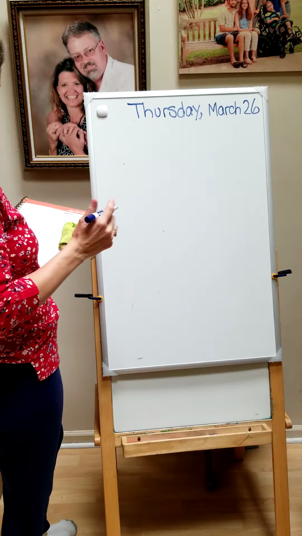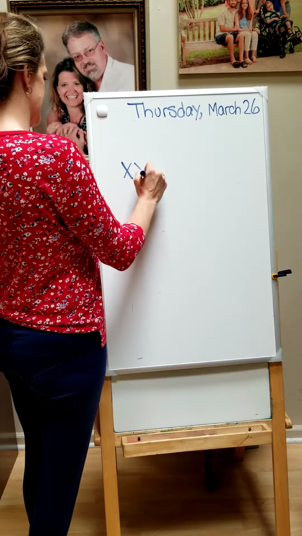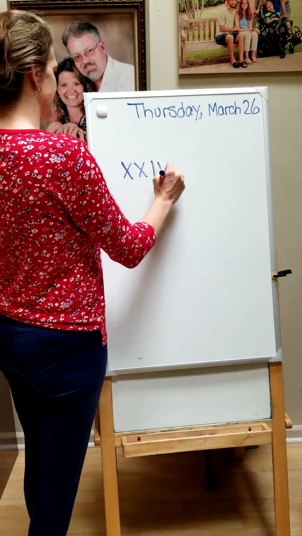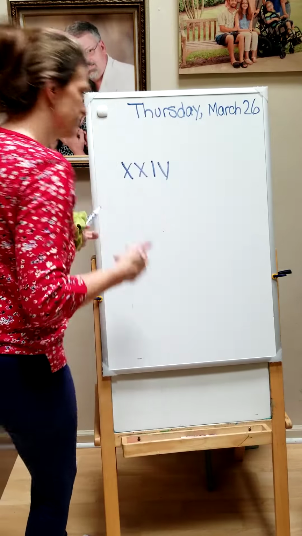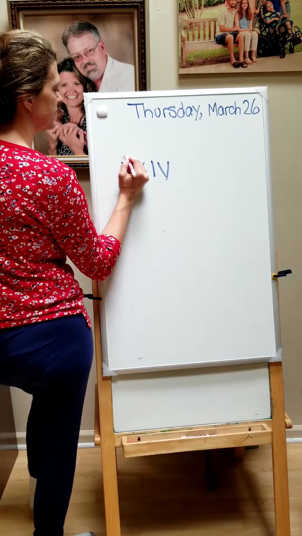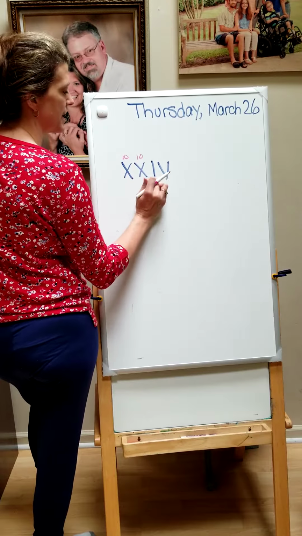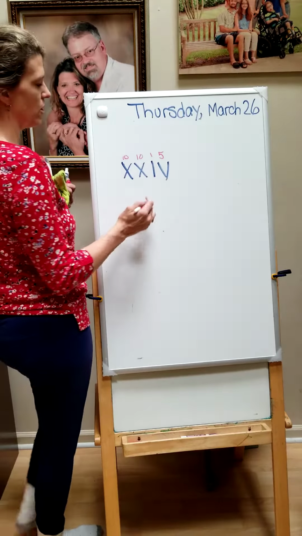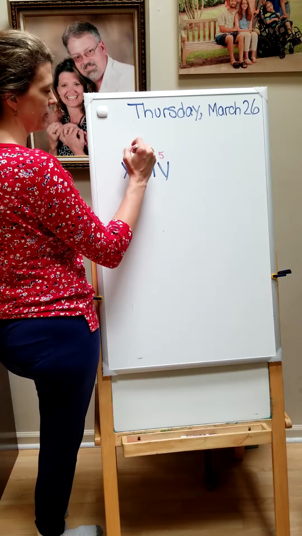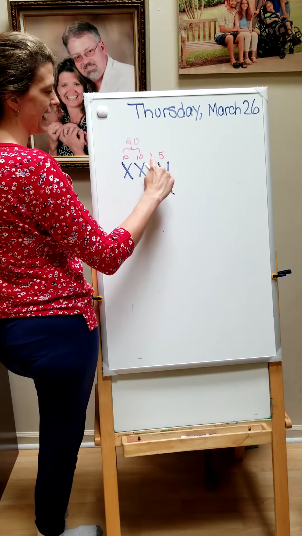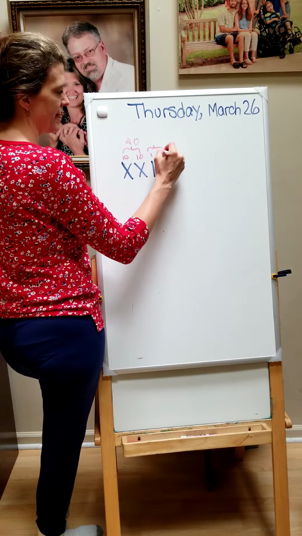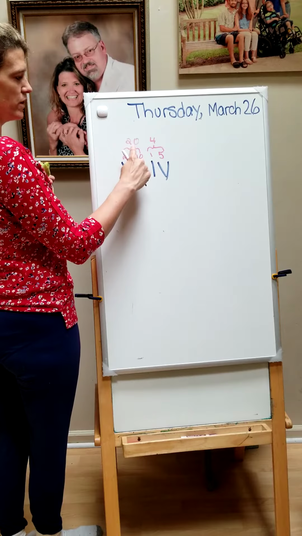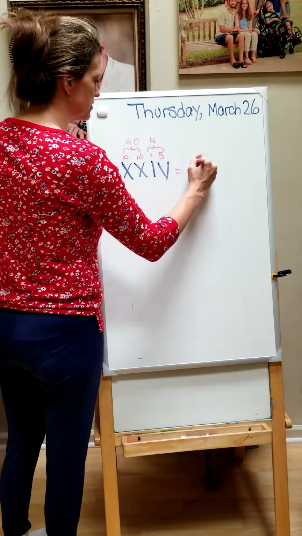Okay, first one is X, X, I, V. And I'm going to use my pink marker. What is X? 10. What is X? 10. What is I? 1. What is V? 5. Okay, so already I know that X and X together equal 20, and a 1 before a 5 equals 4. So 20 plus 4 equals 24.